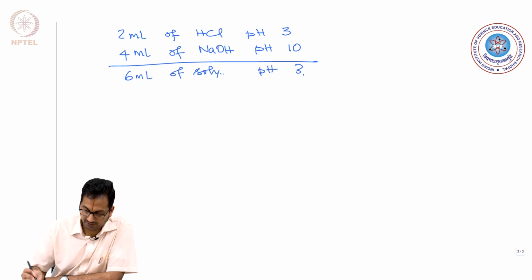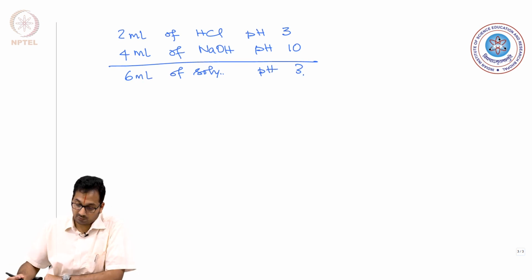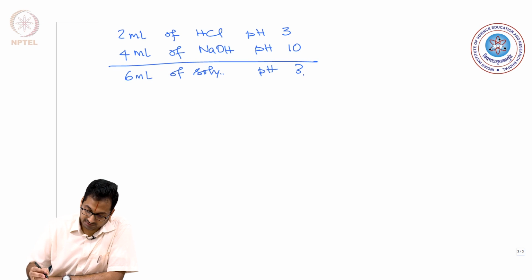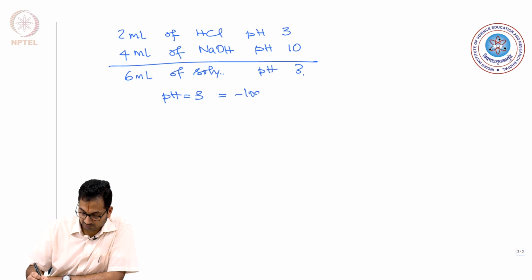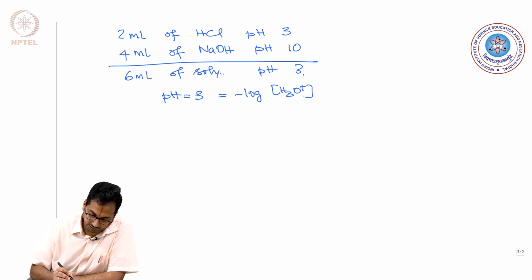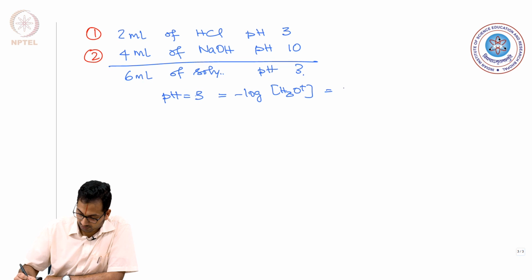What is the pH? Let us try to answer this question. So let us take it stepwise. When you are trying to say concentration of HCl at pH 3, it is going to be pH equal to 3. Assuming full dissociation, this is going to be minus log of H3O plus ions in solution 1. So I am going to call this solution 1 and this solution 2.